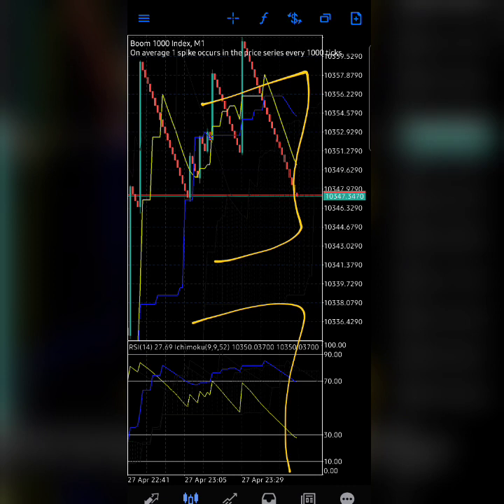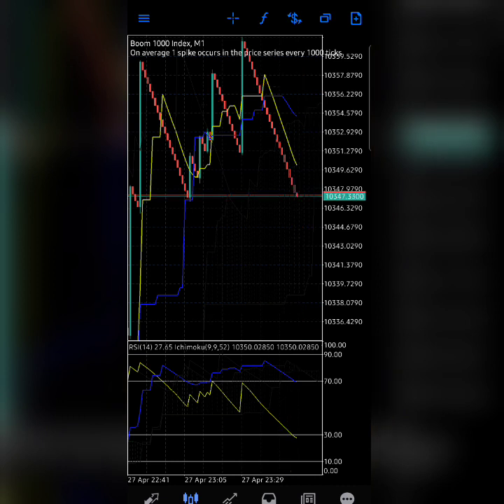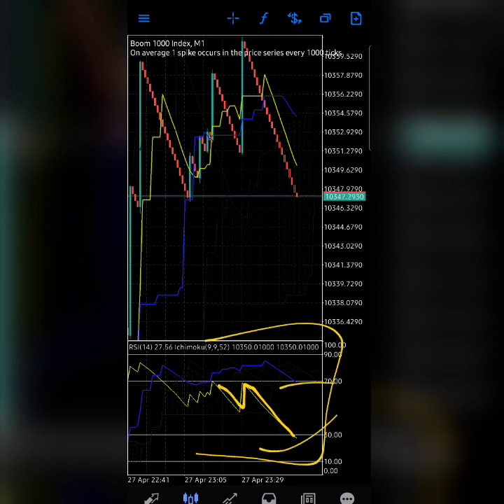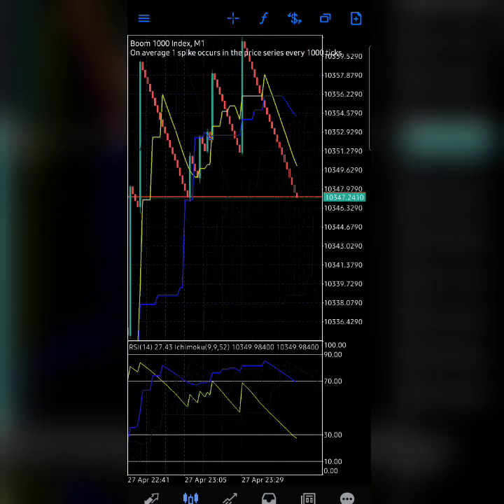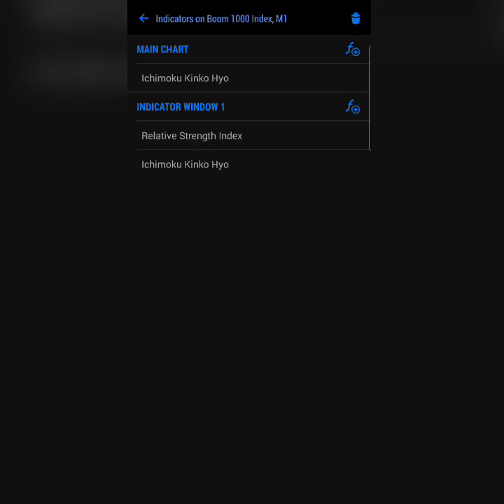And then we have the RSI, which is a small yellow line here, and then the whole section and all that. So let me show you the parameters before I do the explanation real quick. First off, we have the Ichimoku Kinko Hyo, the Japanese indicator, so forgive my pronunciation. And then we have our relative strength index, and then we also have another Ichimoku here in our indicator window one. So let me show you the first parameters.